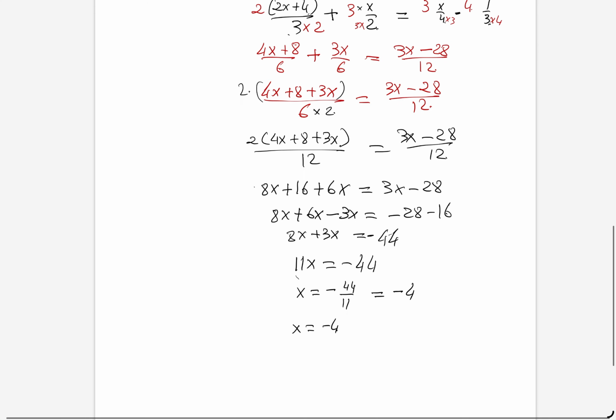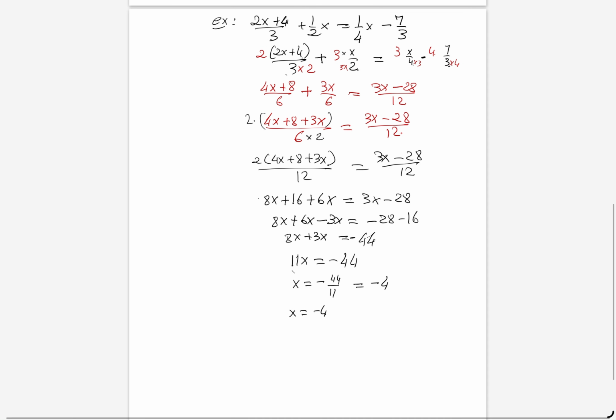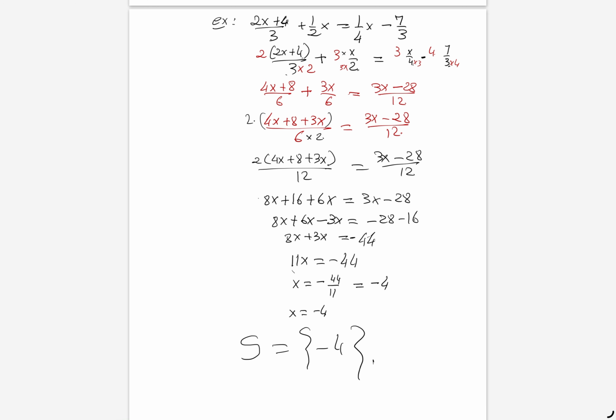So just like I told you, the solution set S is equal to the set of negative 4. That's how you can write down the solution. But you cannot always find that the solution exists. Sometimes the solution may not exist.